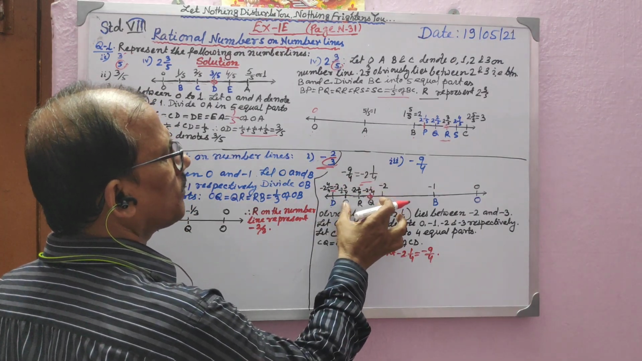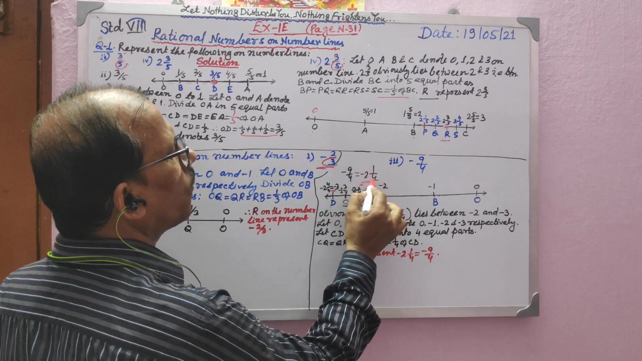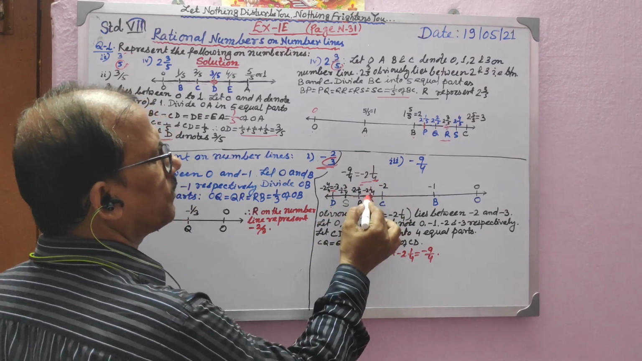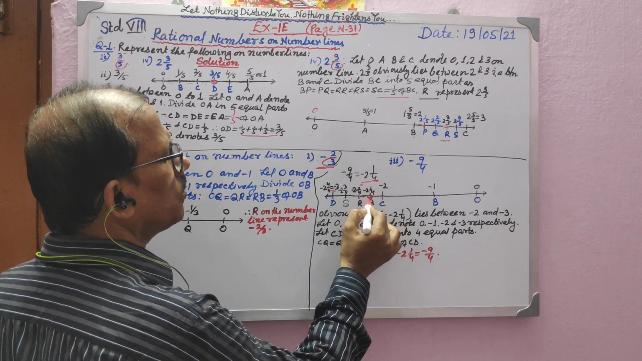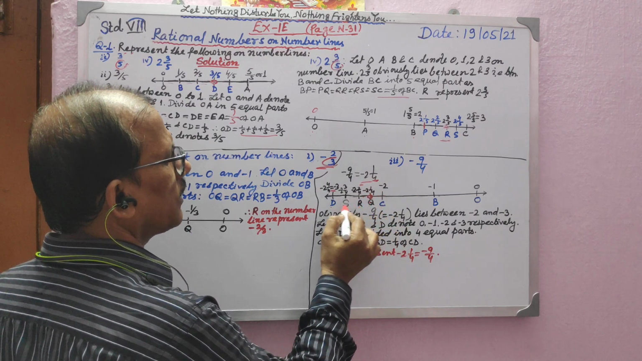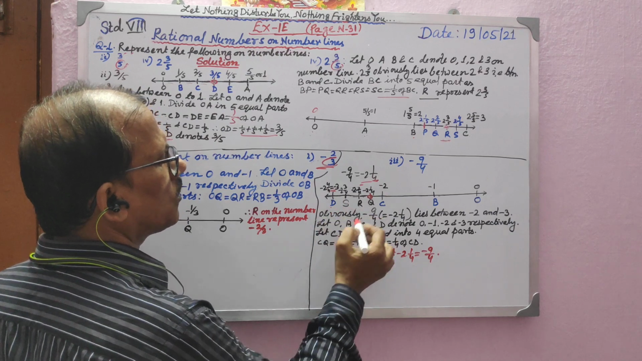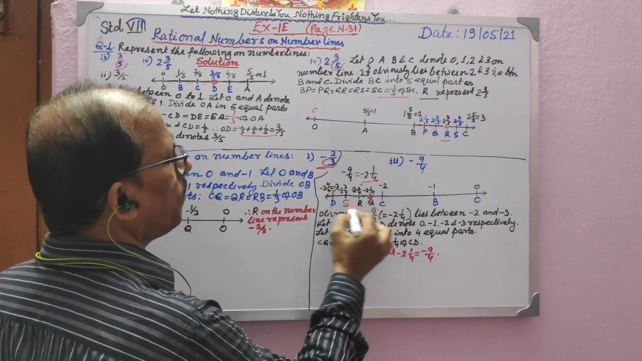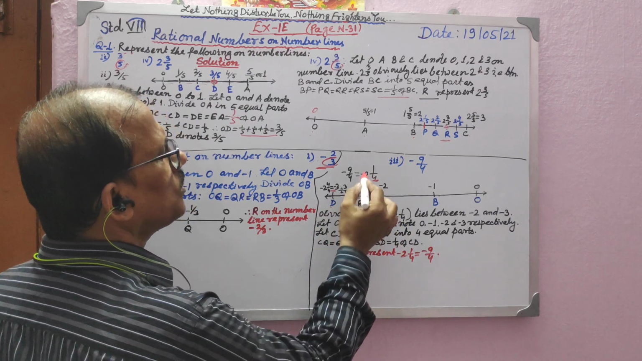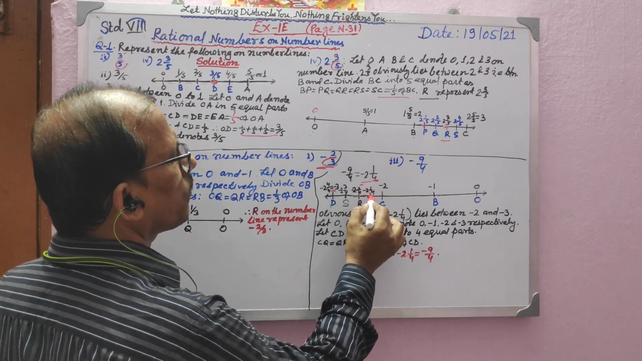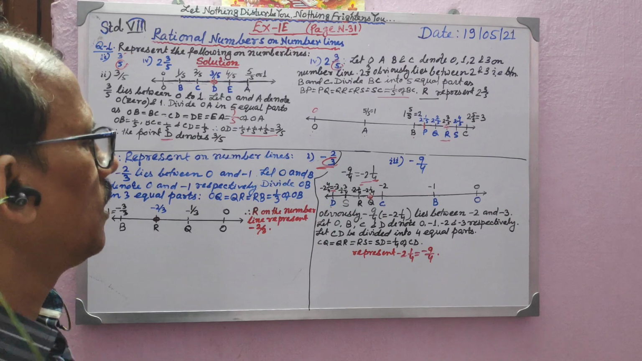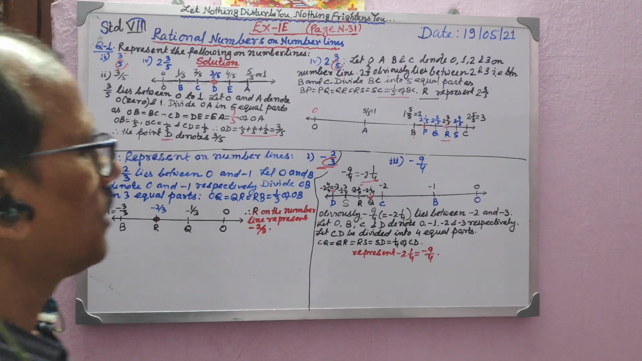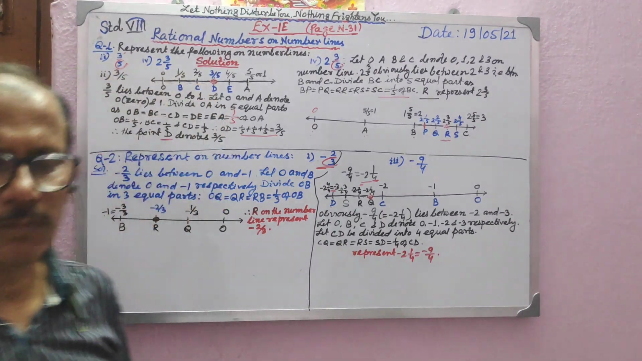So between minus 2 and minus 3, how many equal divisions will you make? 4 is the denominator. So 4 equal parts will be made. So this much. This is CQ, QR, RS, DS, each equal to 1 by 4 of CD. And then which part will you take? 1 by 4 part, first part. So Q will represent minus 2 whole 1 by 4, which is equal to minus 9 by 4. I hope you have understood it.